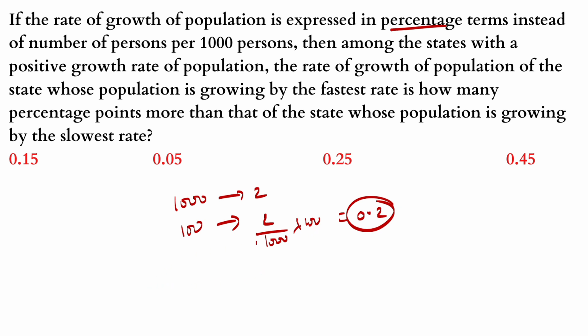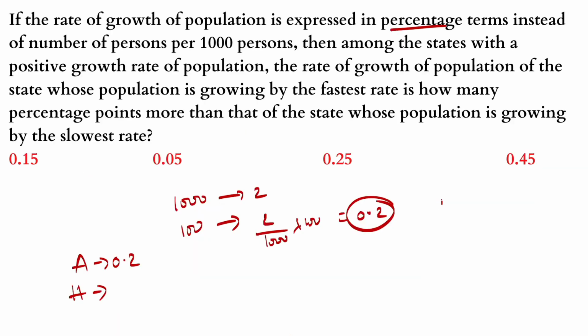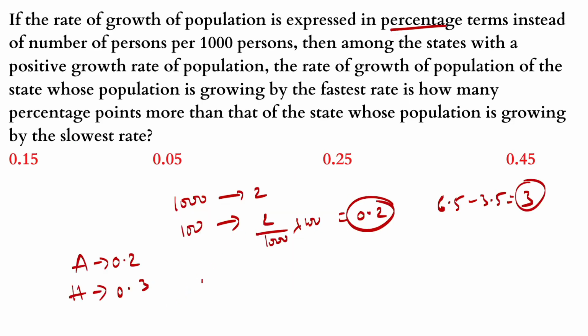In the same way we have to calculate for all the states. For Andhra it's 0.2. What about Himachal? This is 6.5 and this is 3.5. 6.5 minus 3.5 is 3 units per 1000, but we need per 100, so this is 0.3. The same way for Punjab: this one is touching 5 and this is touching 2.5, so 5 minus 2.5 is 2.5 per 1000, but for 100 it's 0.25.